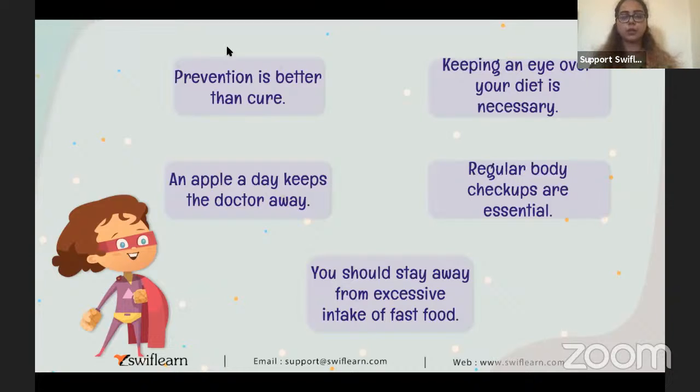Which side of the argument would you take? Would you say fast food is good, or fast food is bad? What do you feel?